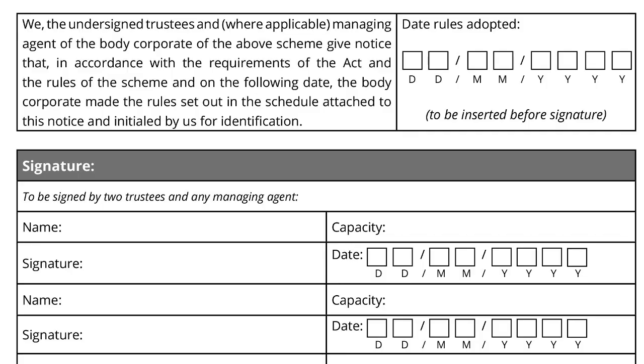The trustees of the body corporate must certify that the amended rules have been duly approved by the members of the body corporate at either a special general meeting or through the process of round robin. The trustees must further confirm the date of the adoption of the amended rules. In this regard, the form must be signed by the trustees and the scheme's management agent if it has one.